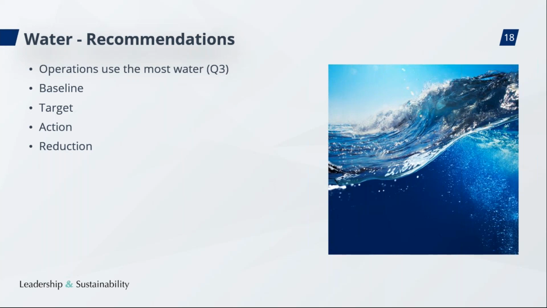In here, I suggest facilities set different baseline target actions and monitor reduction specifically for, like, finishing, washing, dyeing, if you have different types of processes. Yeah, that's all from me, Karin.